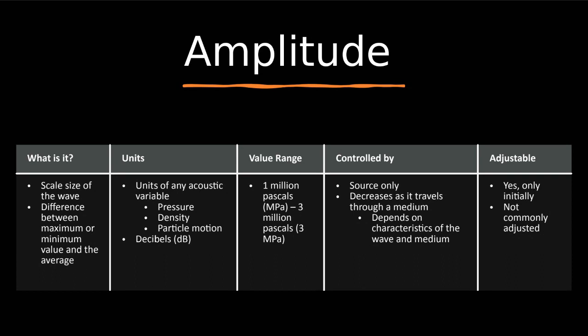The typical value range is going to be 1 million pascals to 3 million pascals. It is going to be controlled by the ultrasound machine only, and naturally the strength of that wave is going to decrease as it travels through a medium, right, depending on that medium.